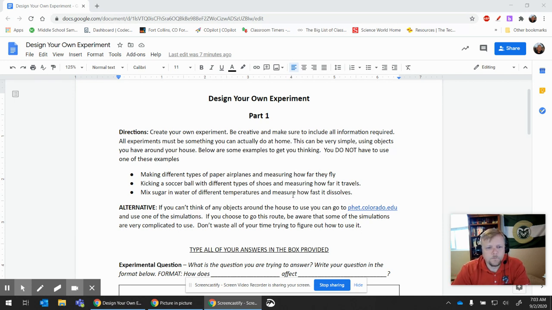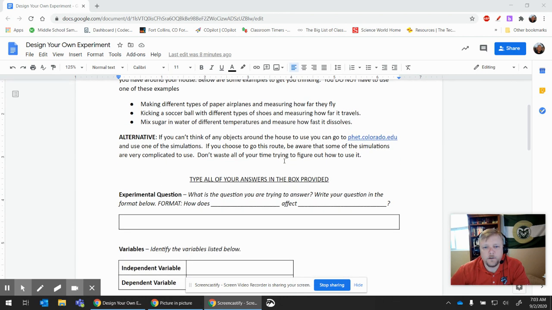Okay, so the directions say create your own experiment, be creative, and make sure to include all information required. All experiments must be something you can actually do at home because you're actually doing these at home. This can be very simple using objects you have around your house. Below are some examples to get you thinking. You do not have to use one of these examples. So these are just ideas if you're stuck and you don't know what to do.